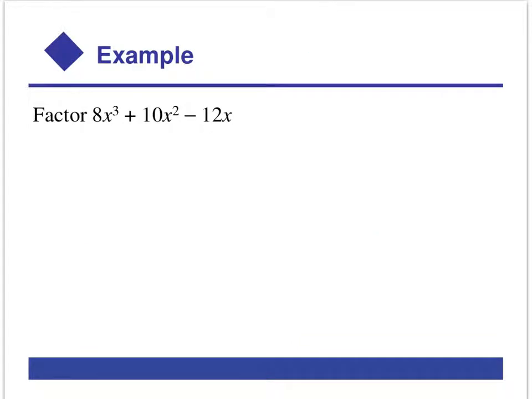So now we have another problem. We have 8x cubed plus 10x squared minus 12. Is there a GCF this time? There is. It's a 2x. So we're going to take out a 2x. So I'm left with 4x squared plus 5x minus 6. And then we've got to look and see if we can factor this right here.